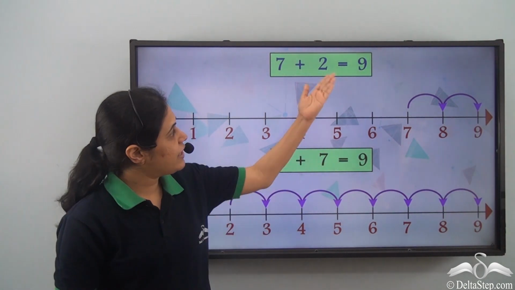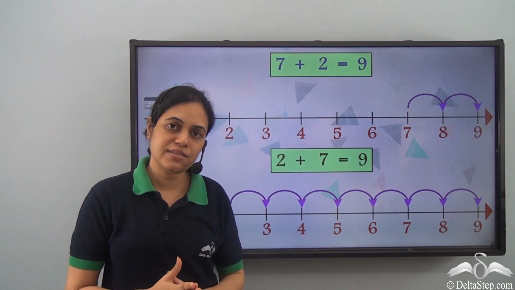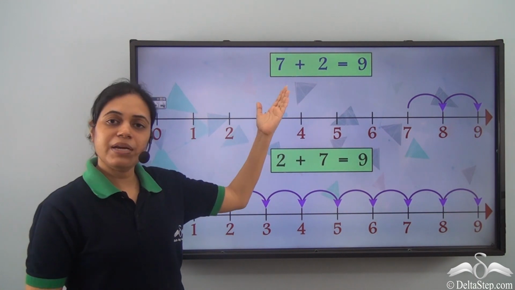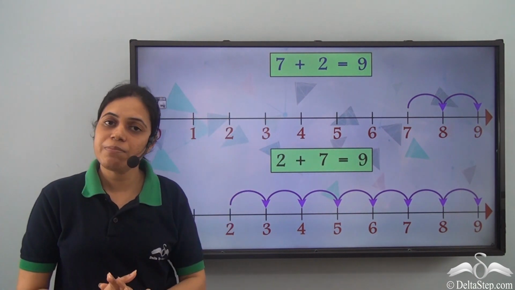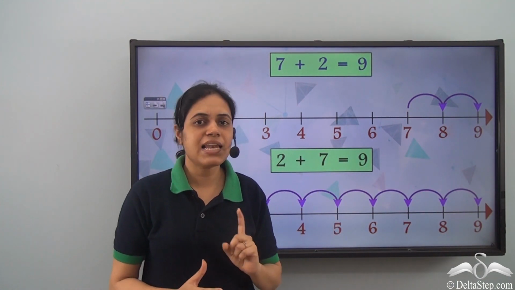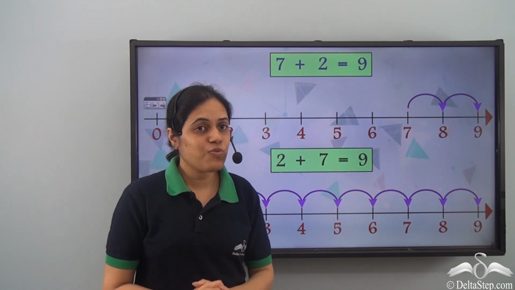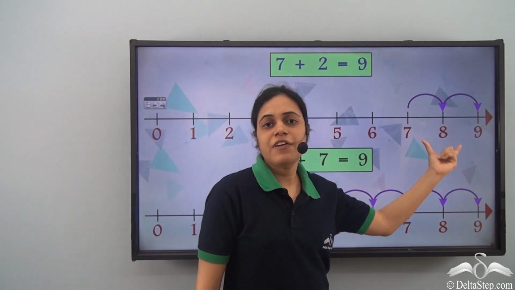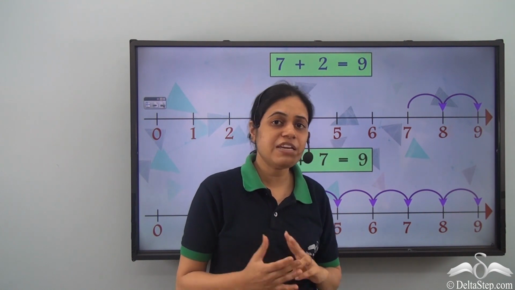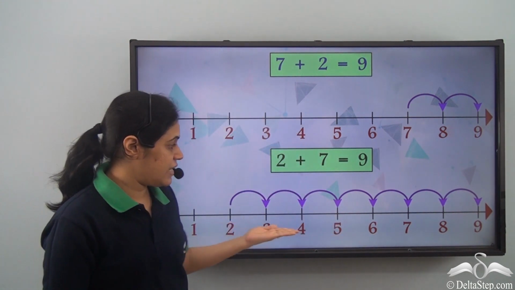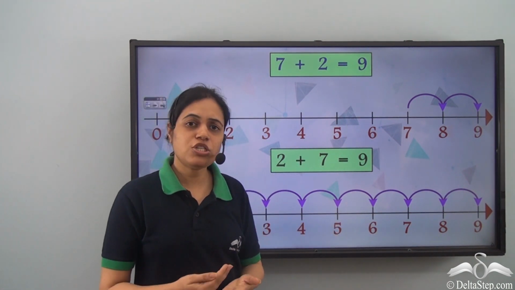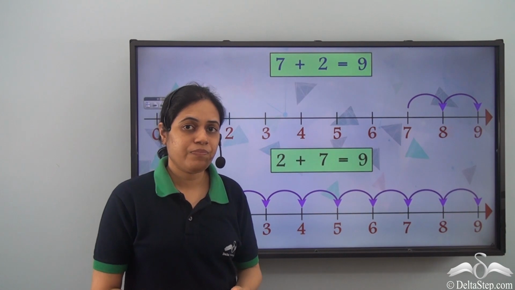So we see that we get the same answer in both the cases. That is, it does not matter whether we write the bigger number first or the smaller number first, we get the same answer. But there was a slight difference. The difference was that in this case, we had to hop just 2 times. So we got the answer very fast. But in this case, we had to hop 7 times. So it took slightly more time.